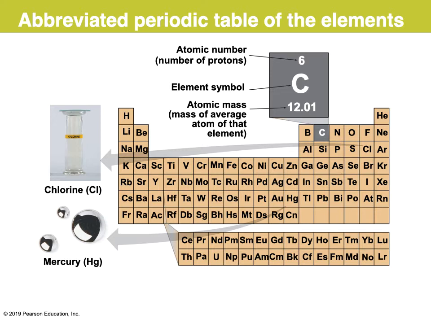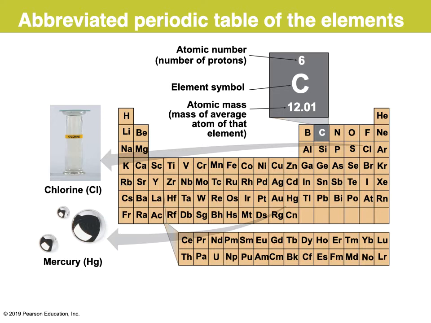Well, each one of those little boxes represents an individual element. The one they've highlighted there is C, which is carbon, which is obviously a critical thing. Living things on Earth are based on carbon molecules.